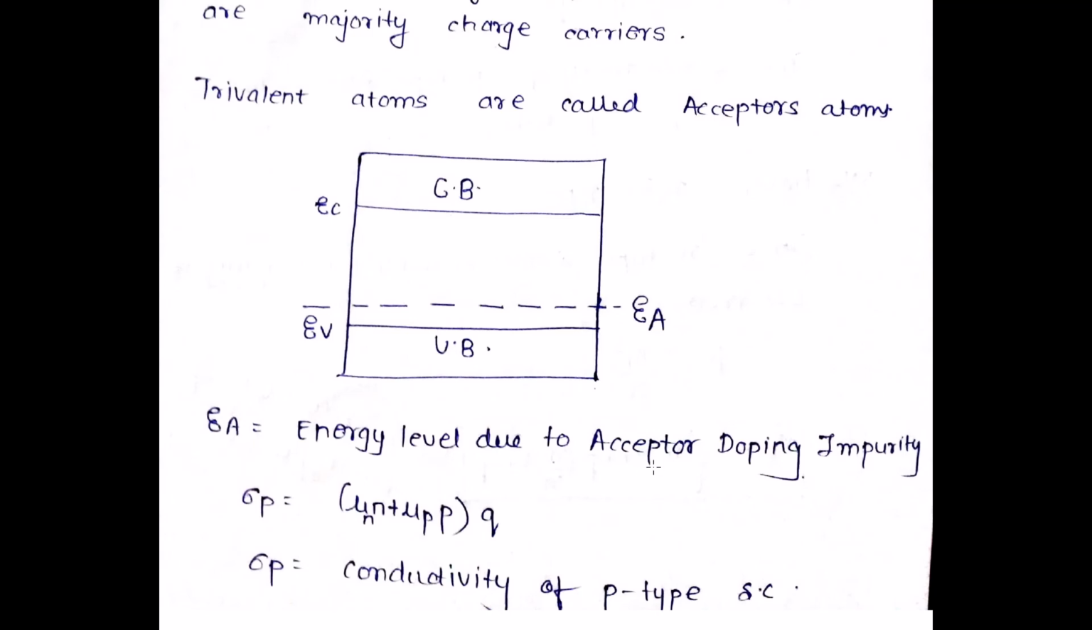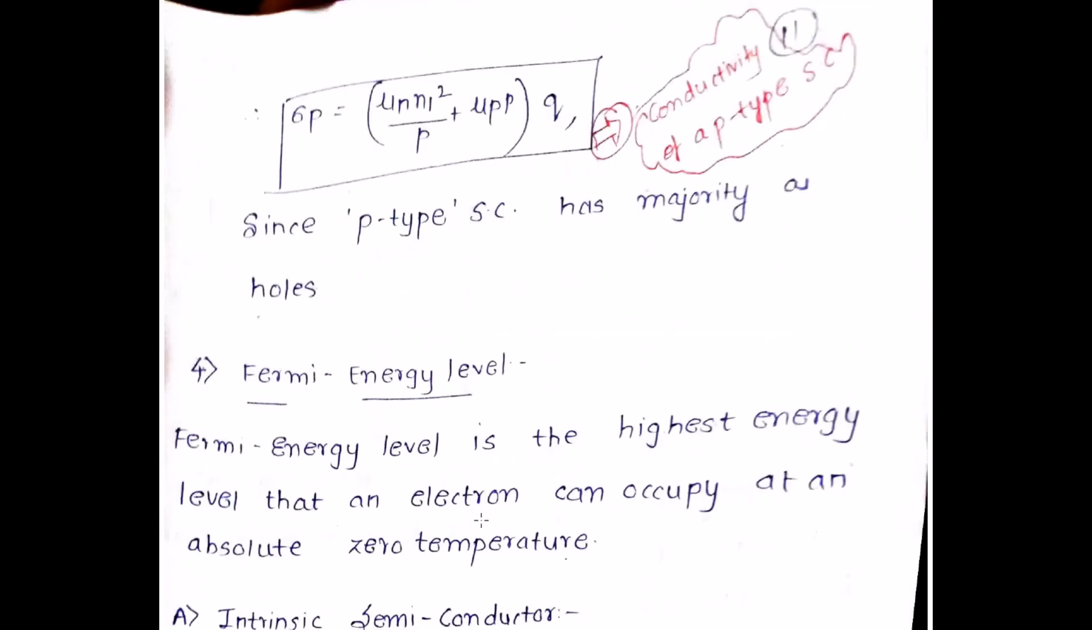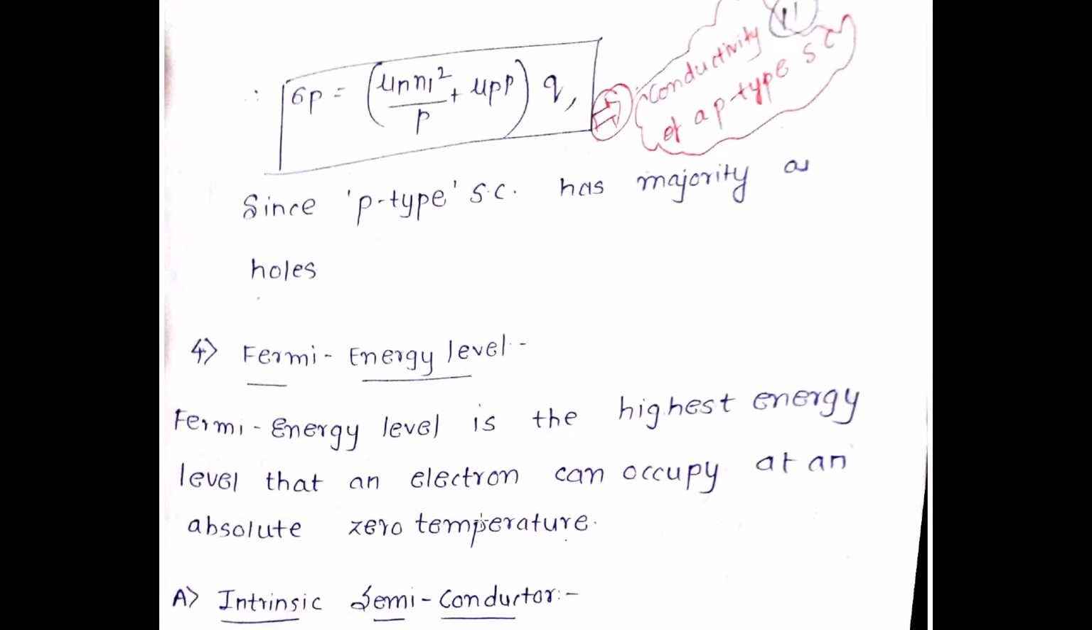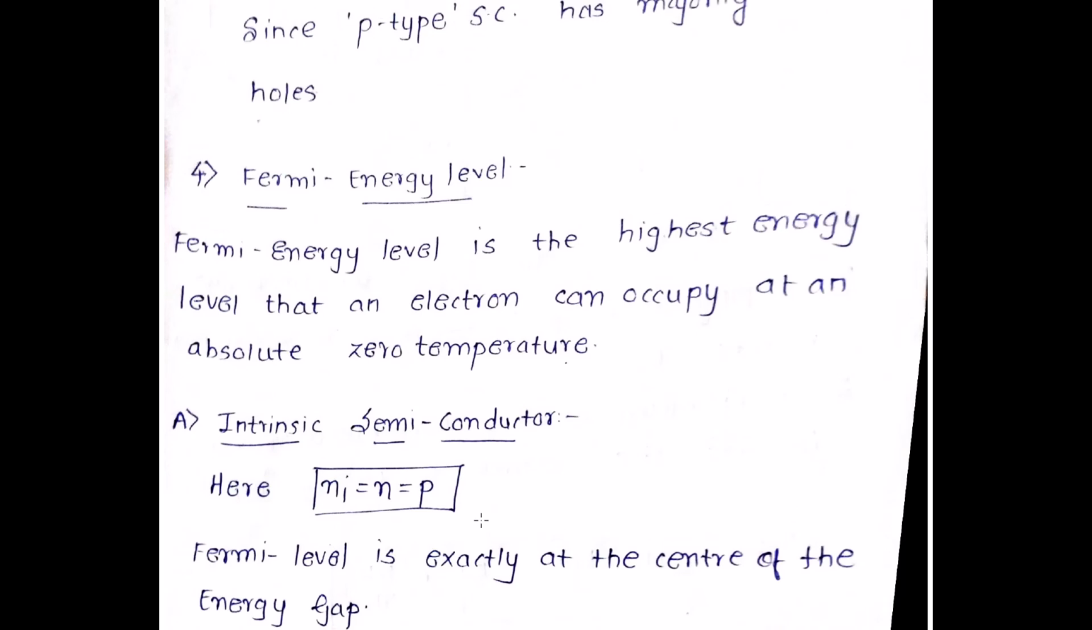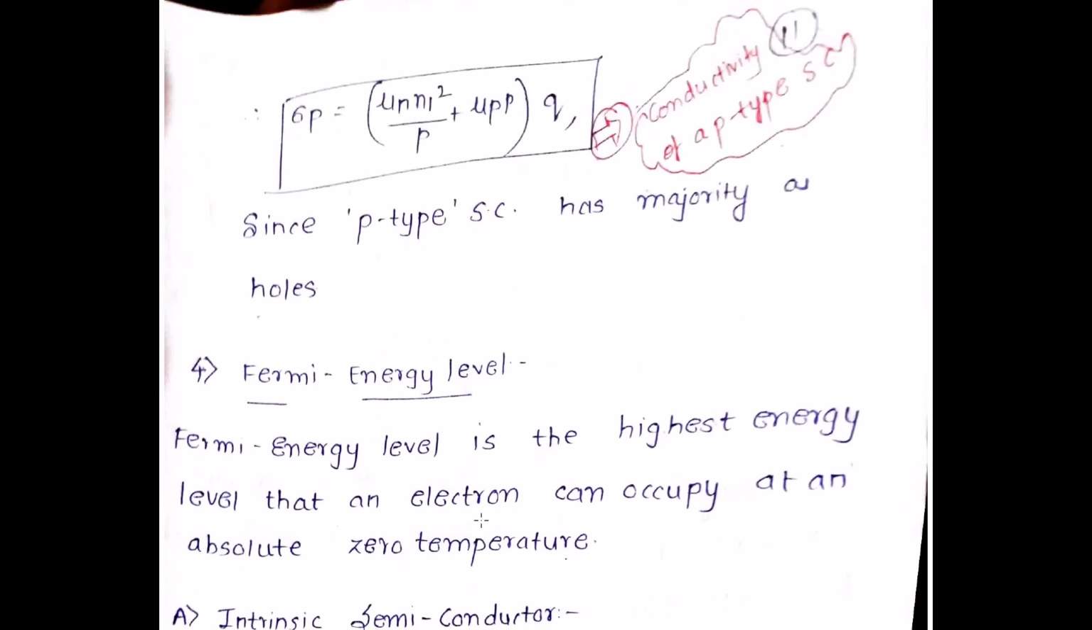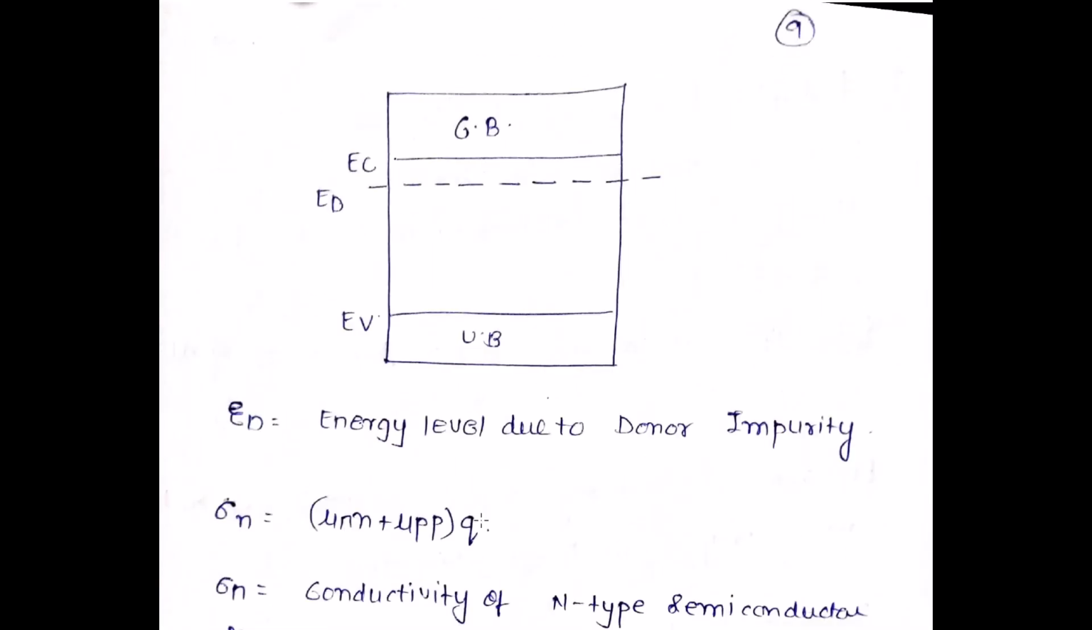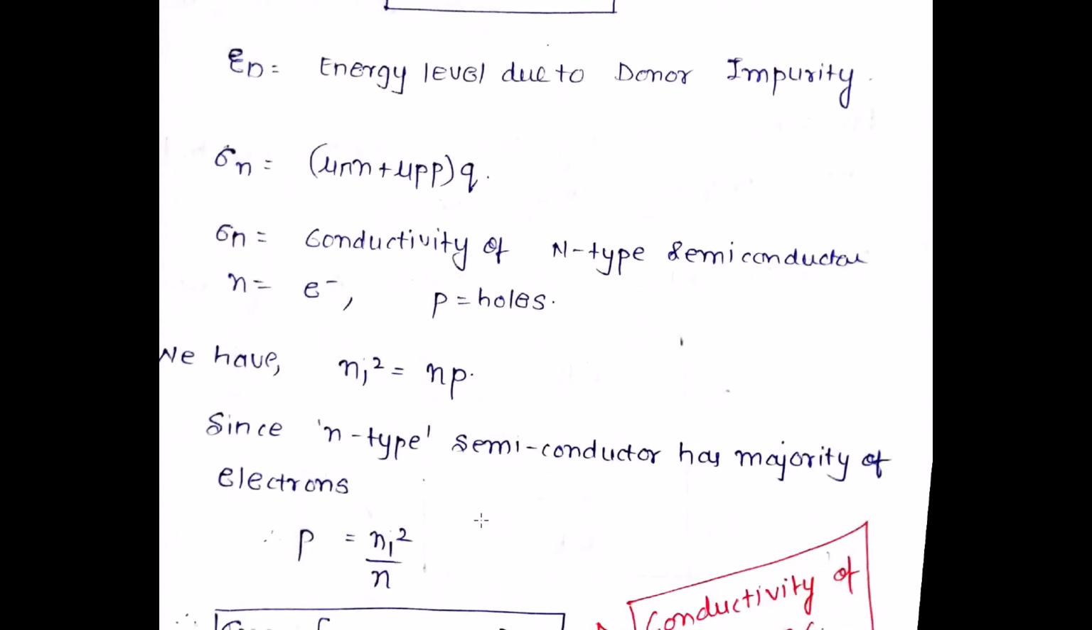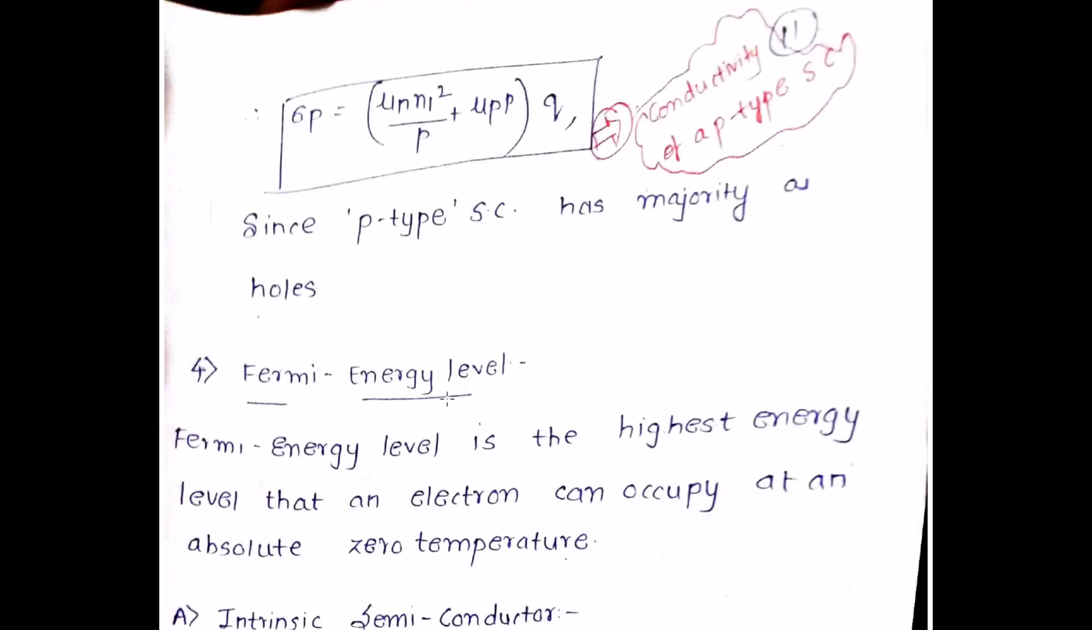Fine. So we have this equation, sigma p is equal to (mu n into n plus mu p into p), the whole q, and sigma p stands for the conductivity of a p type semiconductor. I hope I am very clear. Then what you can do is again use this equation, ni square is equal to np, which is given over here. Write the entire equation in terms of p, not in n, and you will get the conductivity equation for a p type semiconductor.